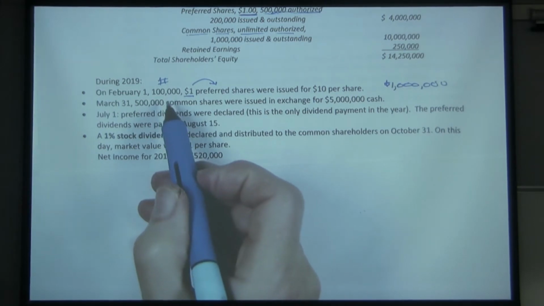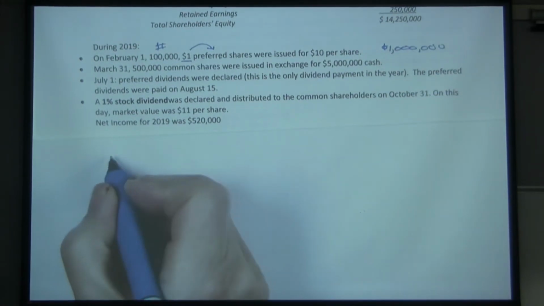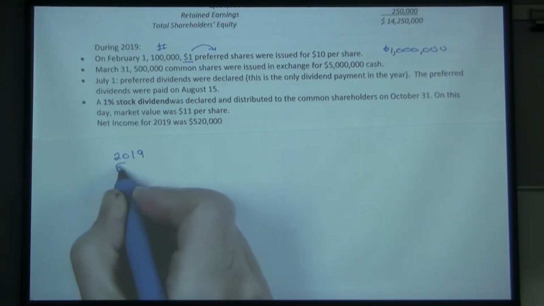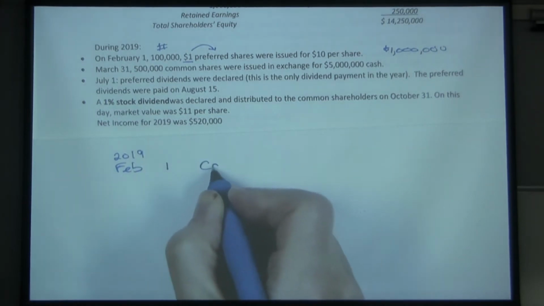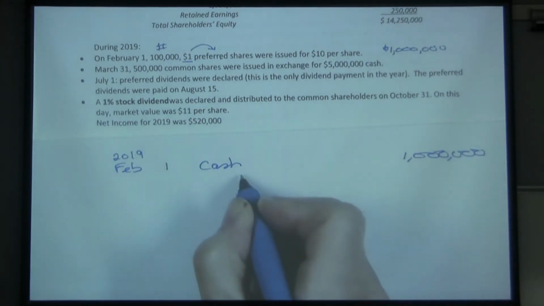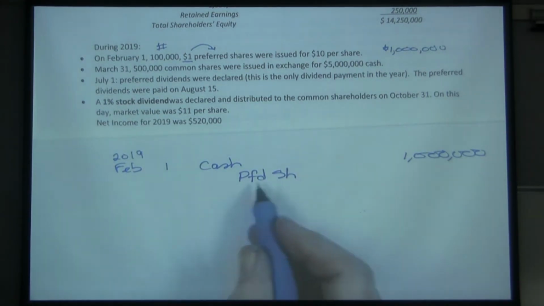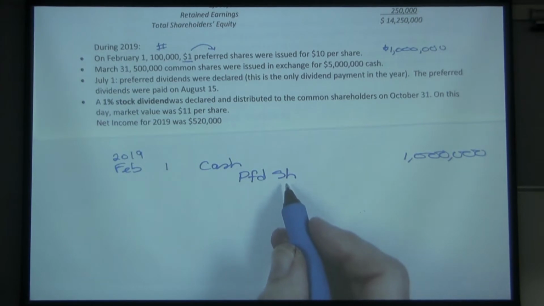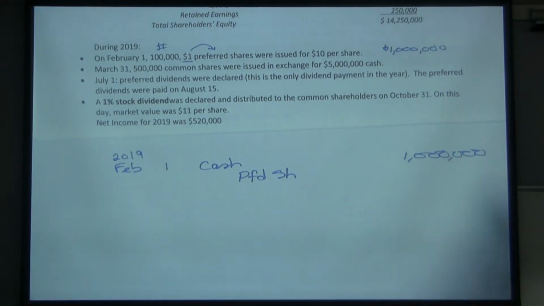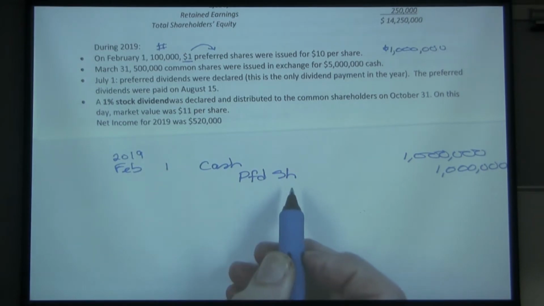So the way we would write this journal entry, I'll show you here: it's 2019, jot down the date. We're going to receive cash, 1 million, and we're going to record an increase to our preferred share account. That's a good abbreviation if you'd like to use that rather than writing out the full account name. So it's as simple as that. We get cash and we increase our preferred shares. So that's good for that one.